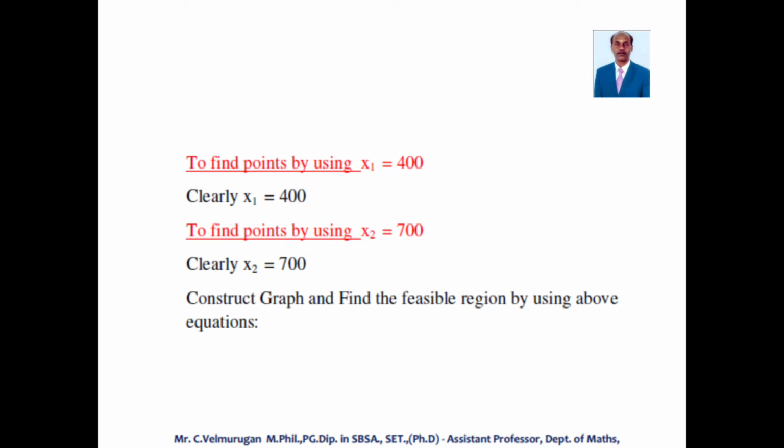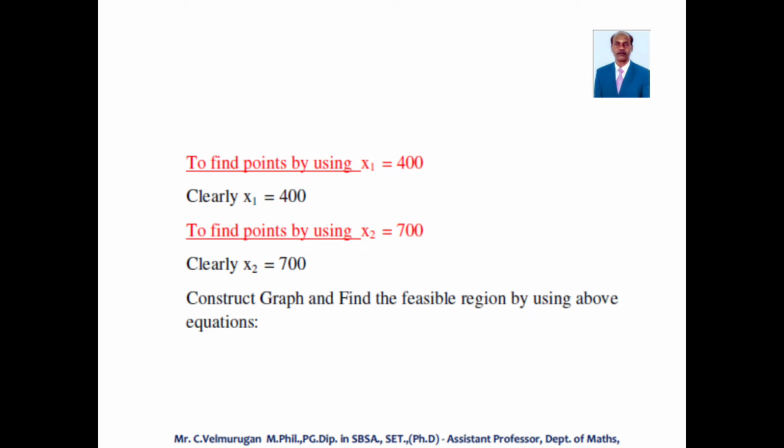So now we consider the third constraint. What is the third constraint? x1 less than or equal to 400. If we convert into equality, then directly we get x1 is equal to 400. Similarly for the fourth condition, x2 less than or equal to 700, if we convert into equality, then we directly get x2 is equal to 700.